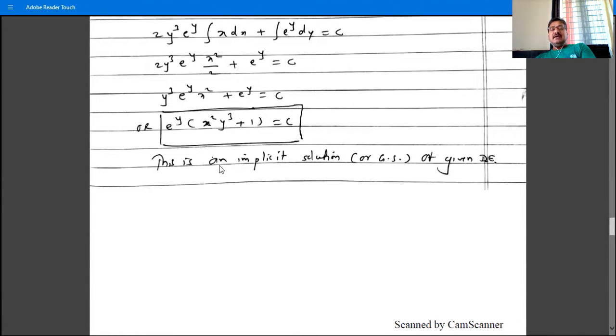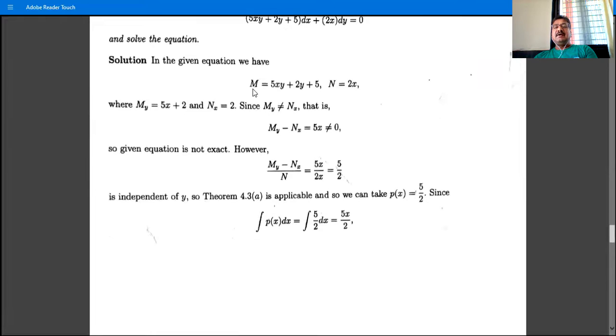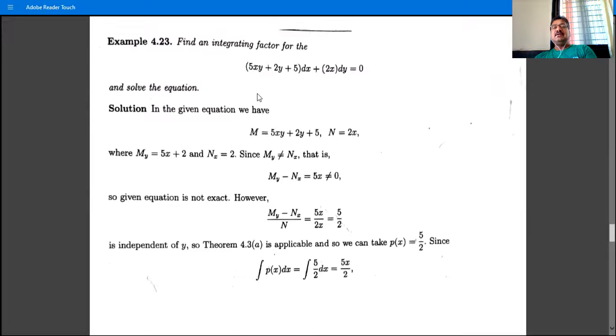So this is an implicit solution or general solution of the given differential equation. For the same type of problem, find an integrating factor and solve. So M is this, N is this, and if you find ∂M/∂y, it is 5x plus 2, and with respect to x, the derivative of N, ∂N/∂x, is 2. These two are not equal, and therefore the given differential equation is not exact.